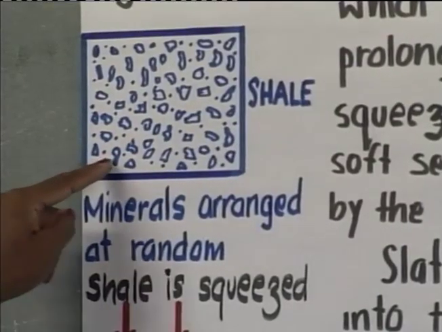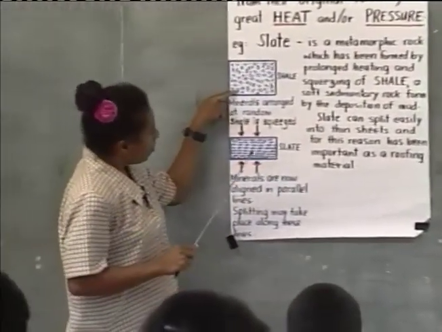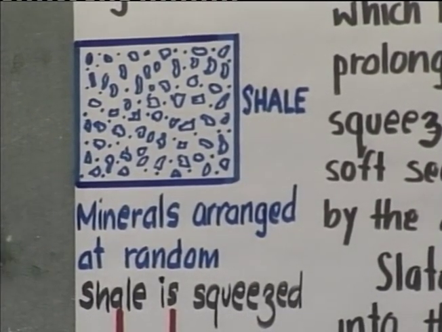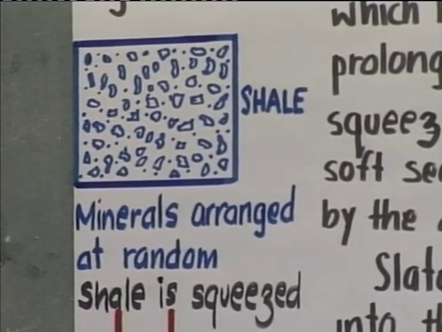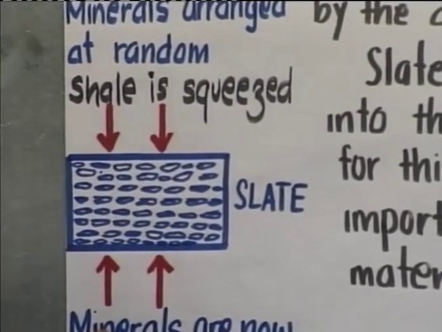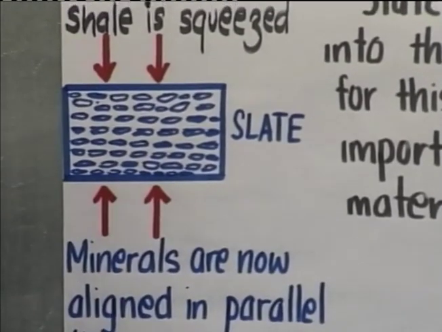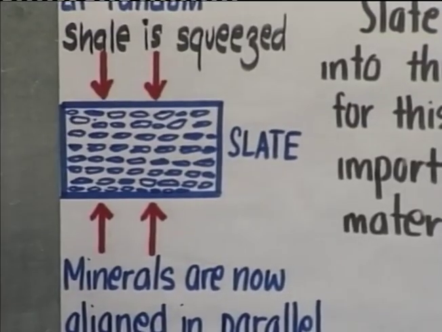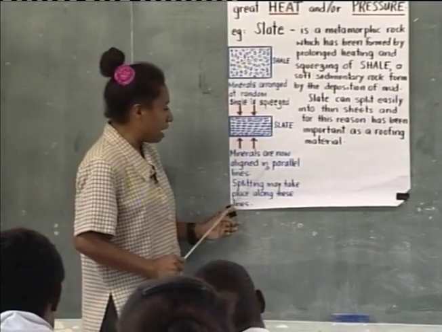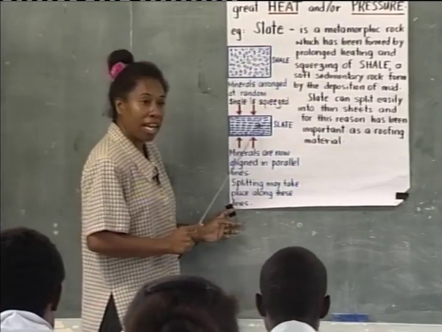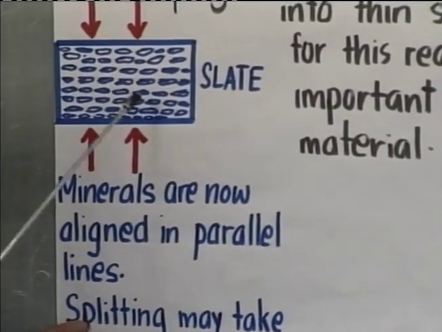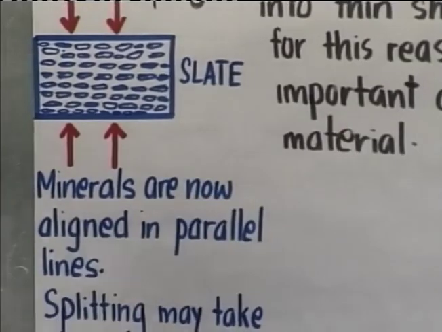Go back to compressive stress and shearing. What type of pressure do you think is applied here? It will have to be compressive stress, definitely. Because if you look at the way in which the minerals inside now are aligned, they are perpendicular to the force which has been applied. And under great stress or pressure, the rock of shale, which is a sedimentary rock, then changes to slate. Okay, the minerals now are aligned in parallel lines. And because they are aligned in parallel lines, splitting may take place easily along those parallel lines. And that's what makes it good for a roofing material.